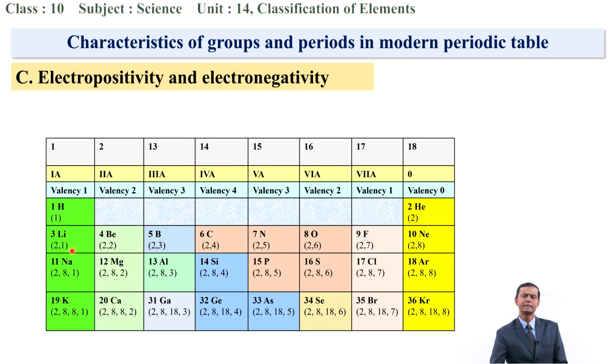Look here, lithium and beryllium. We compare two elements, lithium and beryllium. Which is more positive, lithium or beryllium? Which is more positive, sodium or magnesium? Check the valence shell. The valence shell contains 1 electron in sodium, and 2 electrons in magnesium. Which loses an electron quickly, sodium or magnesium? Definitely, yes, sodium loses 1 electron quickly. So sodium is more positive than magnesium, isn't it? Sodium is more positive than magnesium.